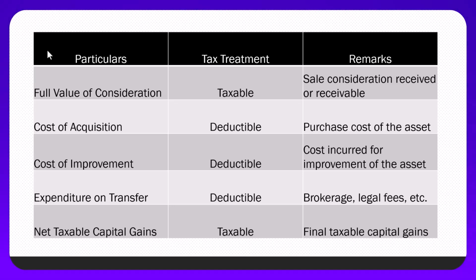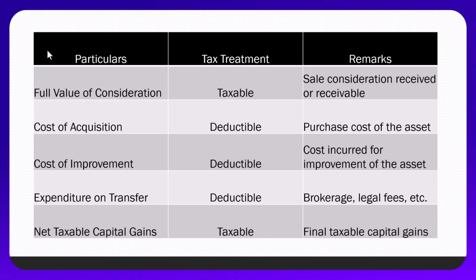Then expenditure on transfer. Suppose when I am selling my property, I am engaging a broker, and he is charging some fees from me. All those fees or some government charges which I am paying, I will be allowed as a deduction. So the rest will become my income. Is that okay? So net taxable capital gains. First take the entire amount.